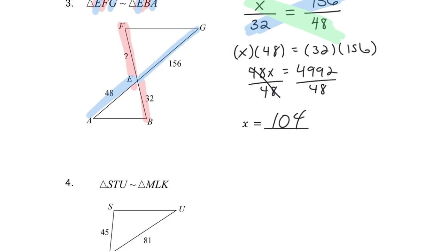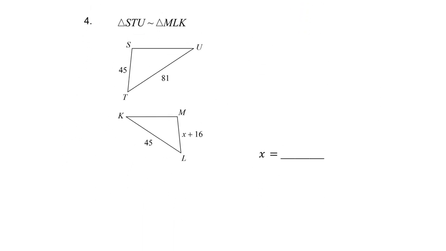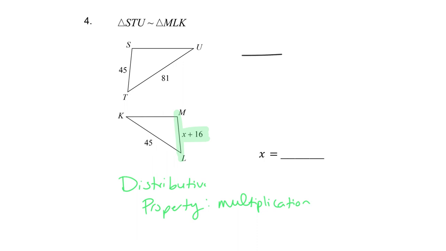Then going on to the next problem. This time, notice that it's not just x that we have, but we have x plus 16. And so we are going to have to do the distributive property on this problem. The distributive property is just a form of multiplication. It just says that you take everything on the outside of the parentheses and multiply it by everything on the inside. So we will take a look at that example here in a moment.